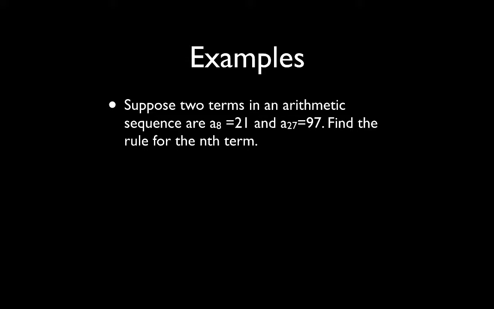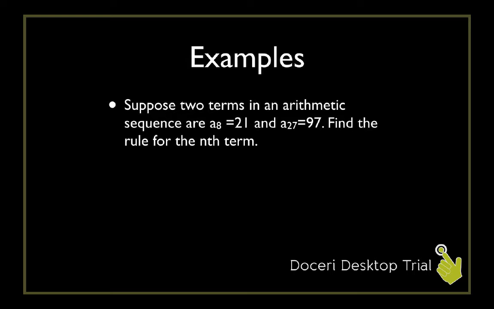Okay, suppose two terms in an arithmetic sequence are a sub 8 equals 21 and a sub 27 equals 97. Find the rule for the nth term. So what we're going to do on this is, you'll notice we don't know d, and we also don't know the first term. So the way we're going to approach this is we're going to figure out d by doing this. We're going to take d, and that's going to be equal to the second y value minus the first y value, so 97 minus 21, divided by the whatever term number it is, so 27 minus 8.